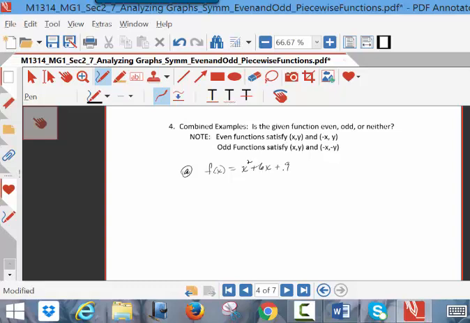And they're not asking about symmetry with respect to the x-axis because that's not a function. So we're only looking at symmetry with respect to the y-axis or symmetry with respect to the origin. Okay, so that's just my original equation, and I'm just going to make it y equals instead, taking it out of function notation.